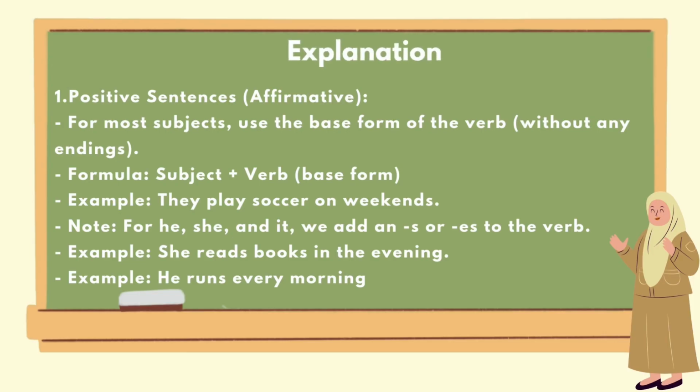Explanation. For the positive sentence or affirmative, for most subjects, use the base form of the verb without any endings. Formula: subject plus verb. For example, they play soccer on weekends. Now for he, she, and it, we add an s or es to the verb. For example, she reads books in the evening and he runs every morning.